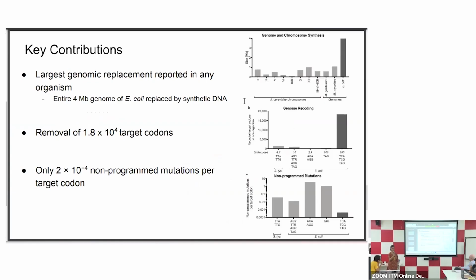So the key conclusions of this paper are: this is the first time that they have replaced an entire genome with synthetic codons. And as you can see in the figures, this is the largest genome replacement done so far. They also have the maximum number of codons changed in a single organism, and the number of non-programmed mutations, that is the errors that occur given the number of target codons they are changing, is very low, which means it has very low error.